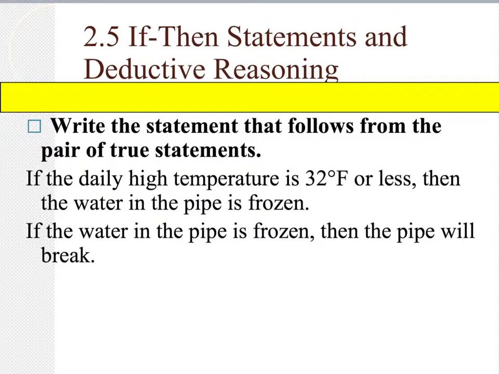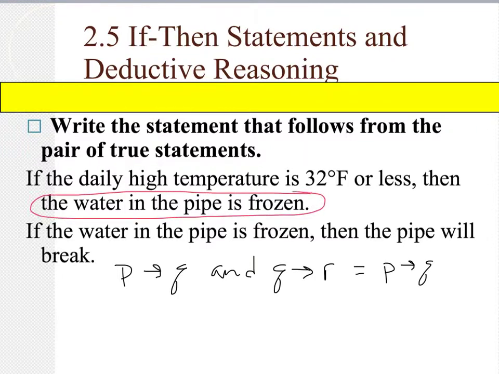statement. So we know that the law of syllogism means P then Q and Q then R, which is equal to P then R. Well, this very first one tells us exactly what is happening. If the daily temperature is 32 degrees or less, then the water is frozen. Then you can see this statement right here, the water in the pipe is frozen. That's the conclusion of our first statement. However, it becomes our hypothesis in the second statement.